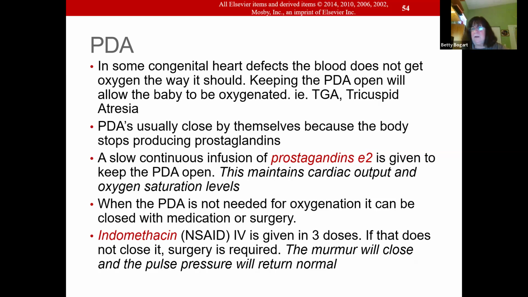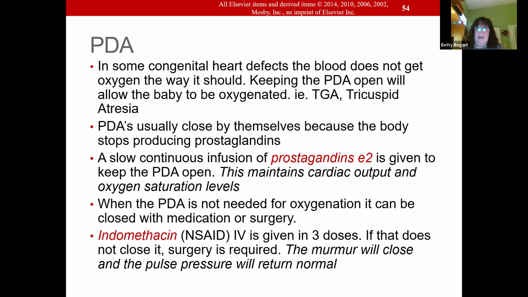So, patent ductus arteriosus. You want to keep it open, right? To keep it open, you're going to have to give what mommy had, those prostaglandins. There is a synthetic, a slow, continuous IV infusion, and it keeps open the oxygen to the body, the pulmonary artery to the aorta, okay? And what does prostaglandins do? It keeps cardiac output going, right? Because you got oxygen, body's happy, and the oxygen saturation levels are normal.